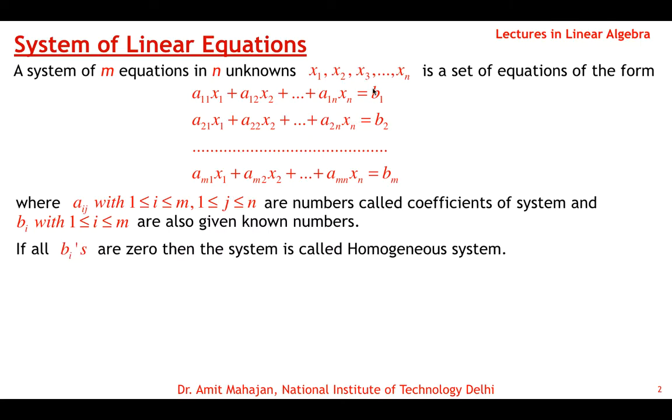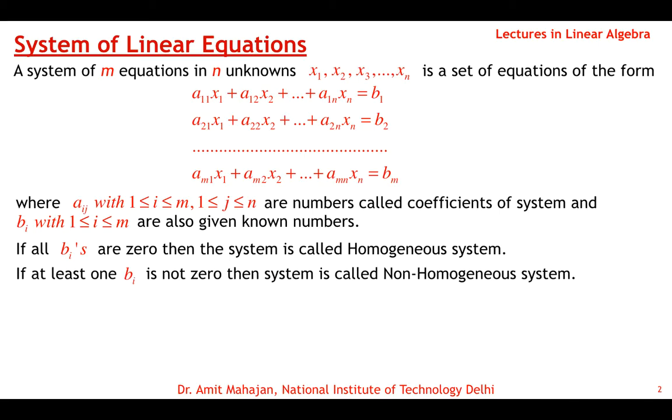If the right hand side numbers are all zero, then this system is called a homogeneous system. So if all the bi's, b1, b2, bm, are zero on the right hand side, then we call this a homogeneous system. And if at least one bi is non-zero, then the system is called a non-homogeneous system.